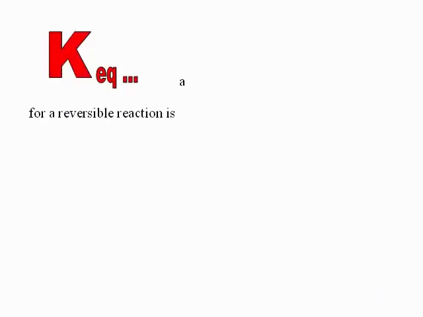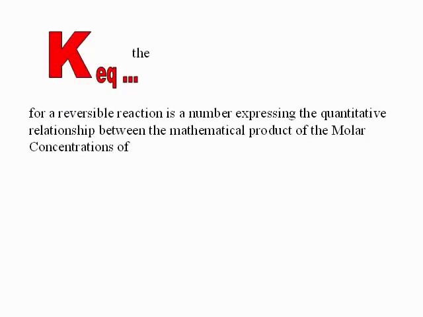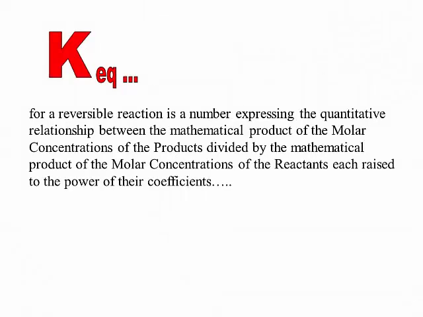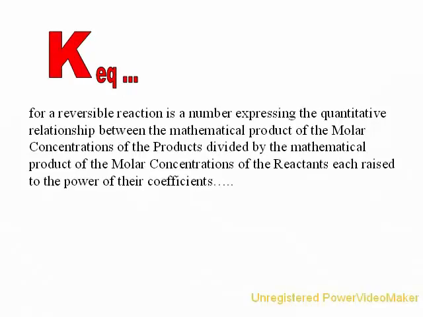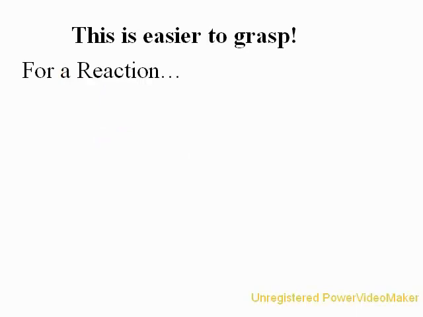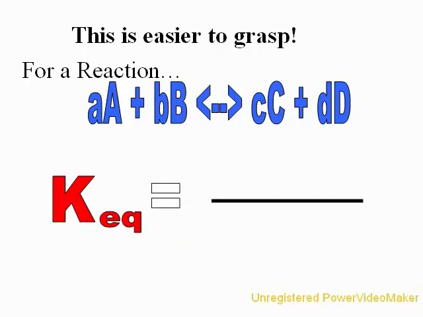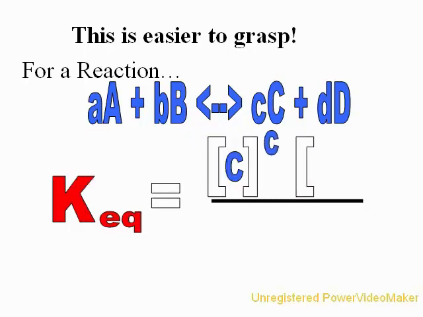KEQ for a reversible reaction is a number expressing the quantitative relationship between the mathematical product of the molar concentrations of the products divided by the mathematical product of the molar concentrations of the reactants, each raised to the power of their coefficients. What? I think it might be easier if we just write the KEQ expression for this reversible reaction where aA plus bB yields cC and dD. You can tell this is a reversible reaction by the double arrow between the reactants and the products.